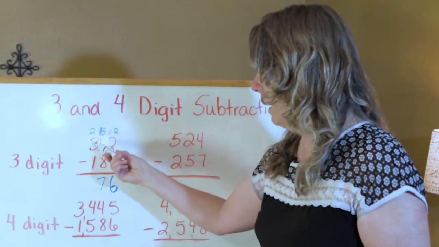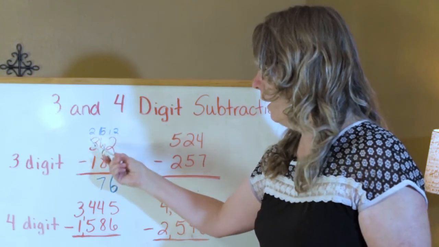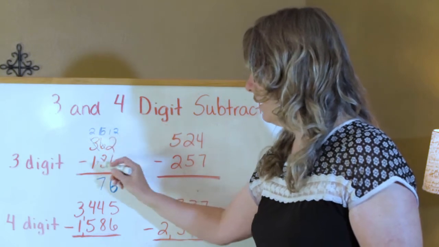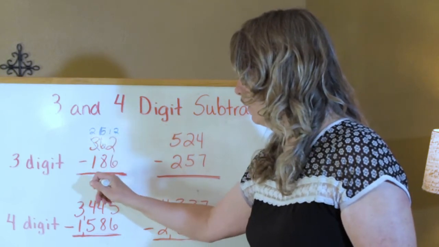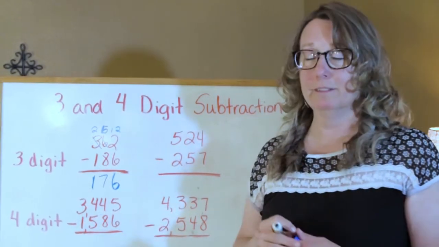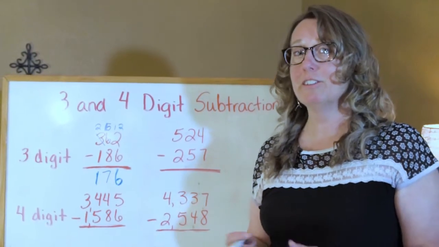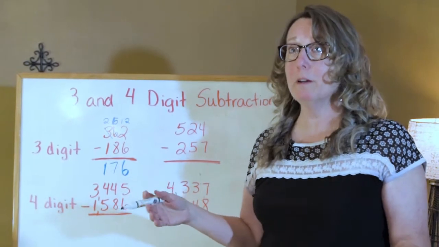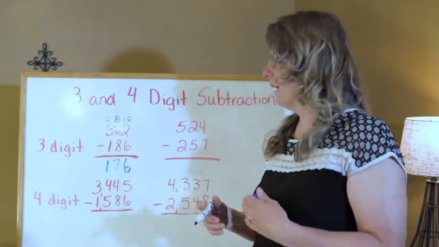Looks to me like we have enough. We can take 1 away from 2, or 100 from 200. So 200 take away 100 would equal 100. Okay, so there's our answer, 176. Again, the steps are the same. Just like we've been doing, we're just going to keep it going into the next digit.